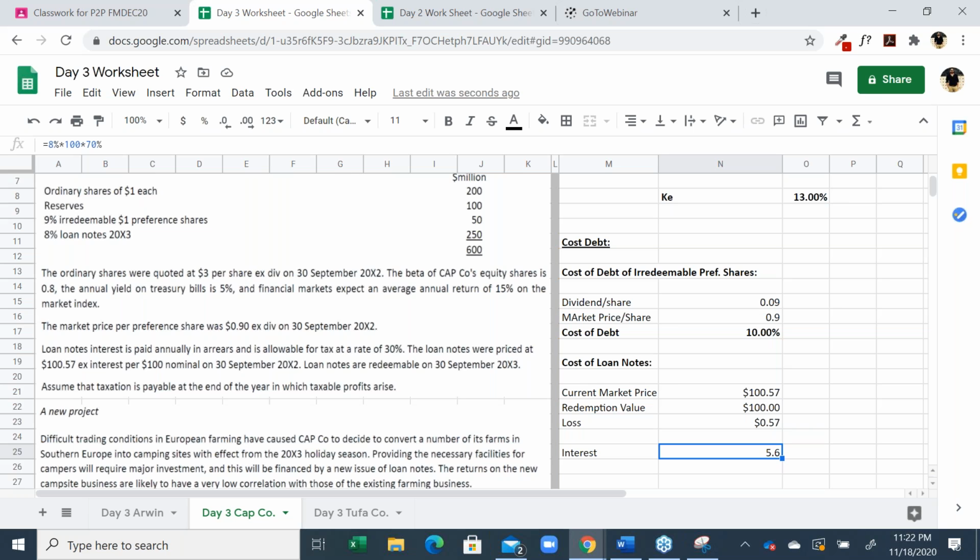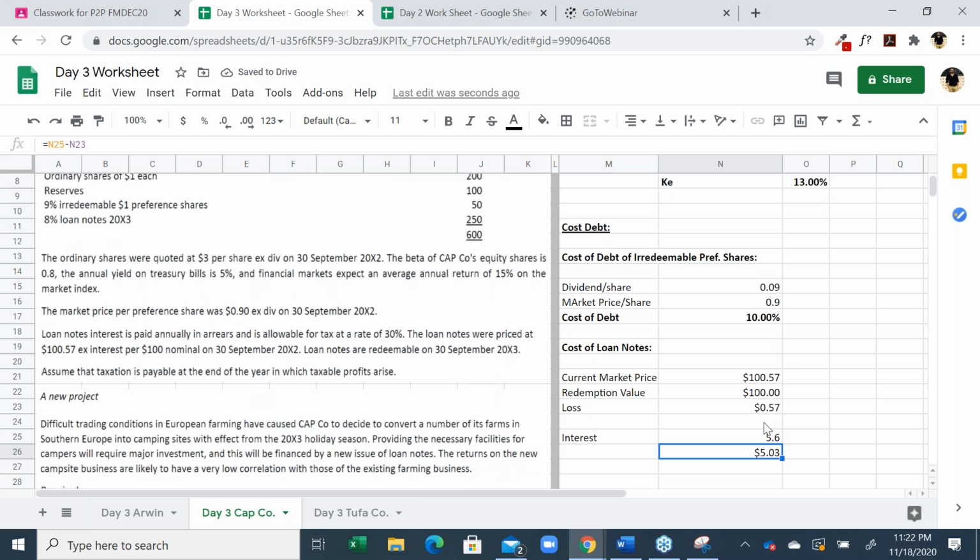The net return for this company will be the difference of 5.6 and 0.57, right? Because on one hand it earned an interest of 5.6, on the other hand it lost $0.57 in its investment value. So it's $5.03 of net earning.